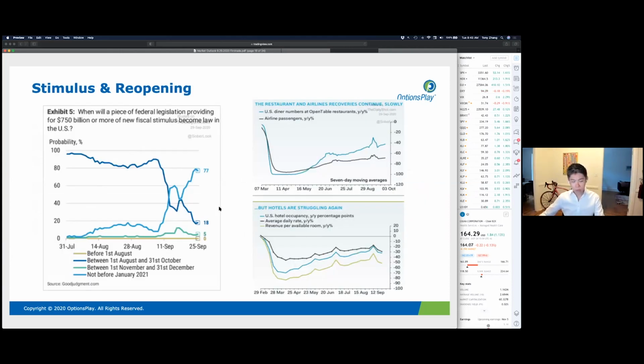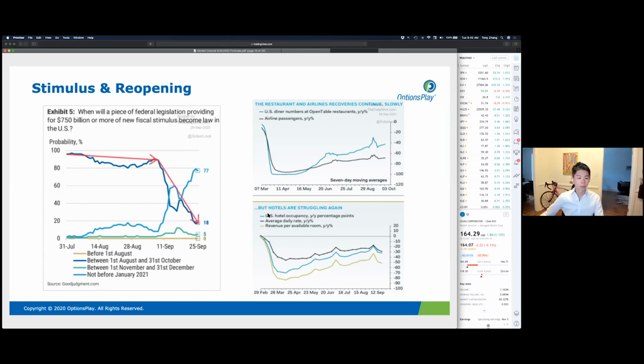Another one that really has contributed to a lot of the weakness that we've seen here in September is really the probability that investors feel that we are going to pass a new stimulus before or after the election. And pretty much until the beginning of September, the markets put almost a 90% probability of passing this between August and October, so before the election.